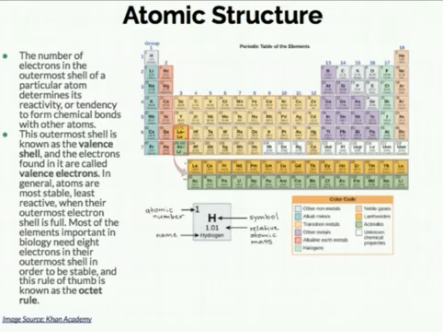In general, atoms are most stable, or least reactive, when their outermost electron shell is full. Most of the elements important in biology need 8 electrons in their outermost shell in order to be stable, and this rule of thumb is known as the octet rule.